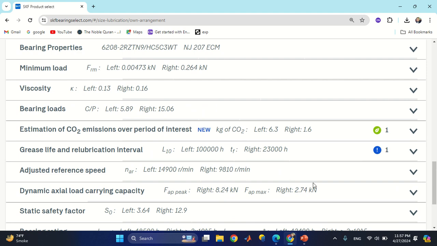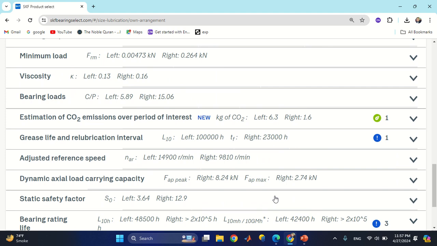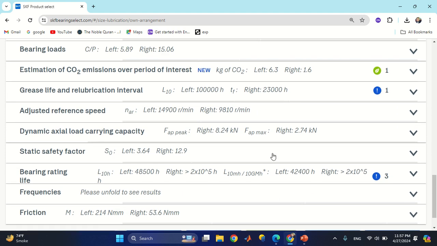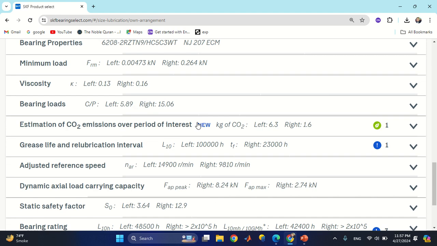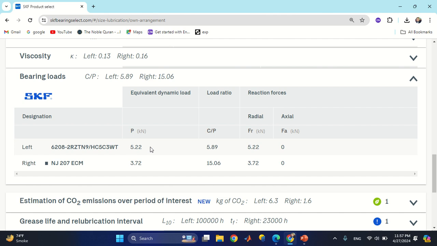Just select the arrow, just look at the forces of the bearing left and right. This is the reaction force of the bearing on the left side, which in my case is deep groove, and this is the cylindrical rolling bearing.